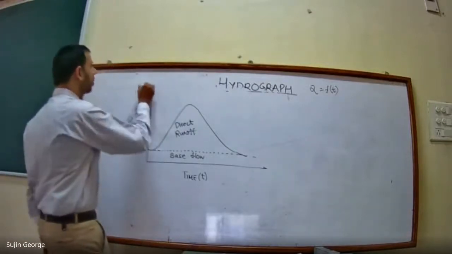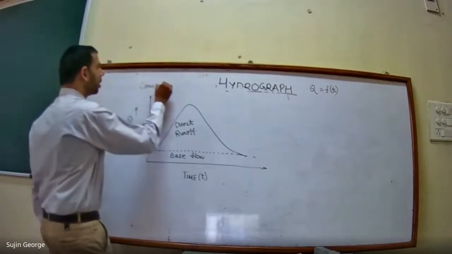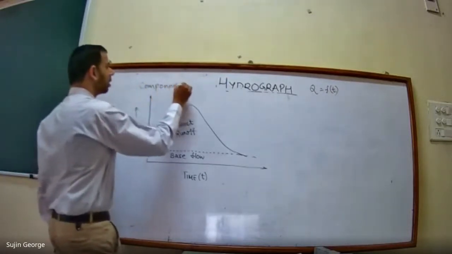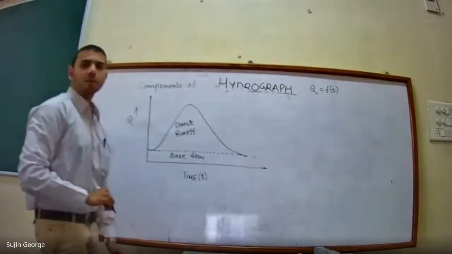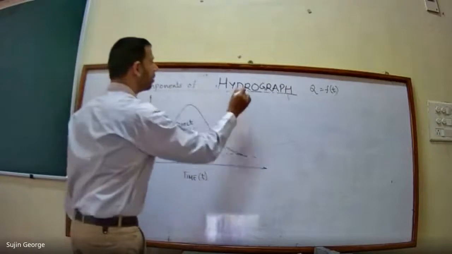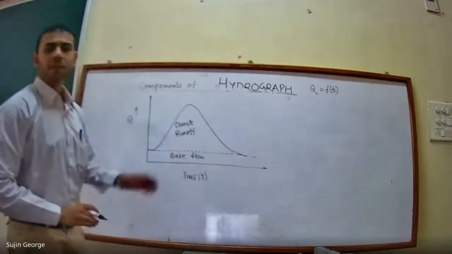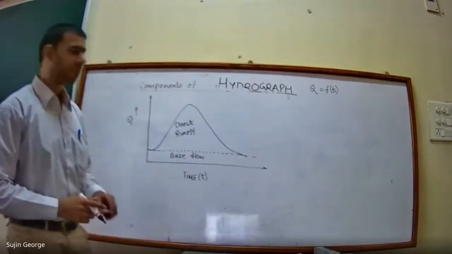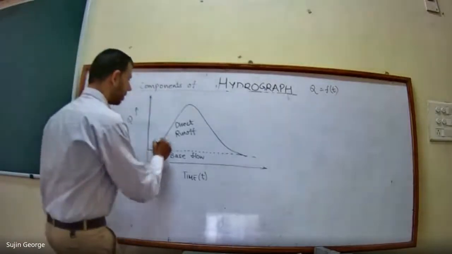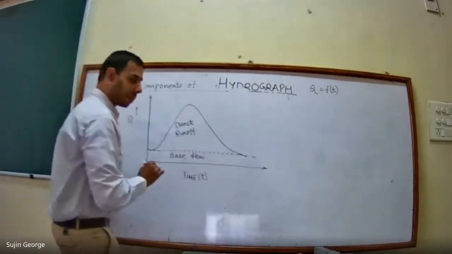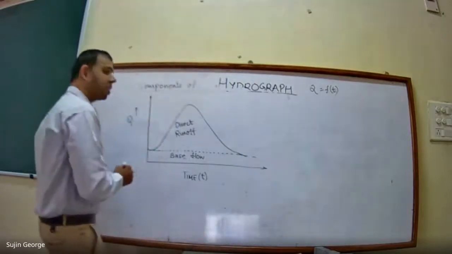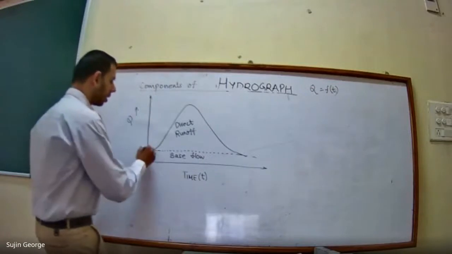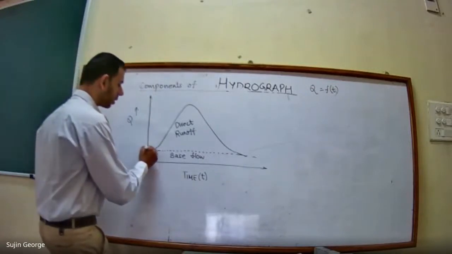Now, we have to discuss the components of a hydrograph. What are the components of a hydrograph? When we discuss the components of a hydrograph, this is the curve of the hydrograph. Now, in this curve, this portion starts from here.